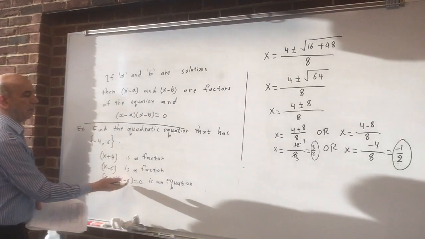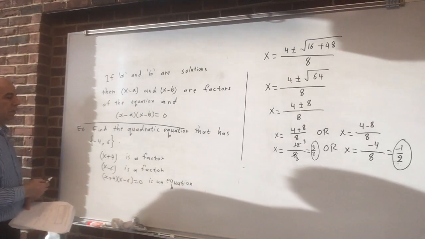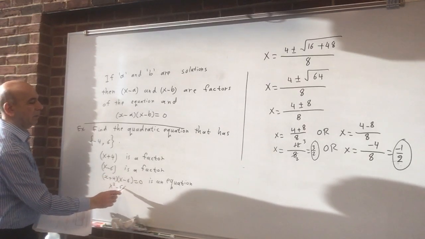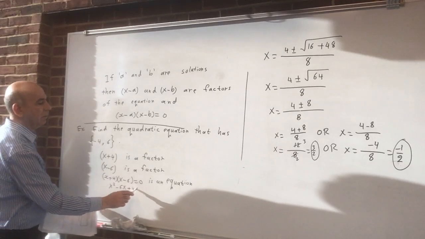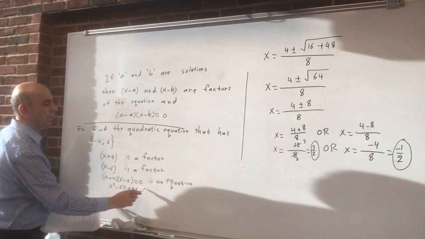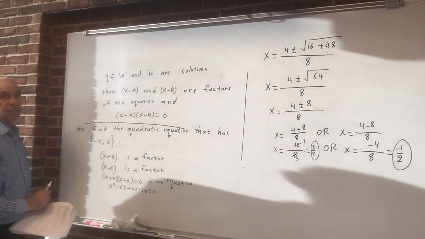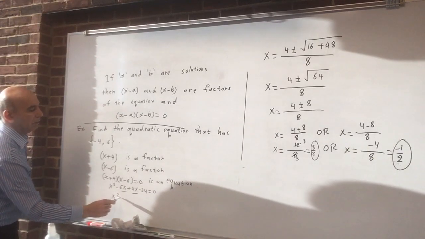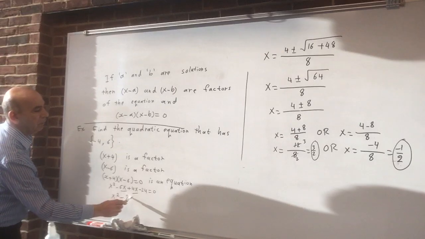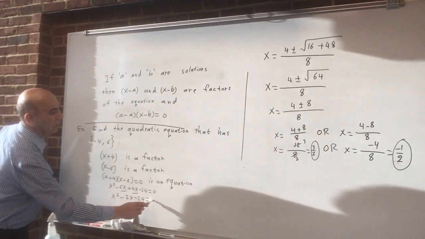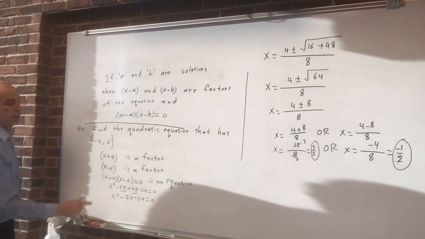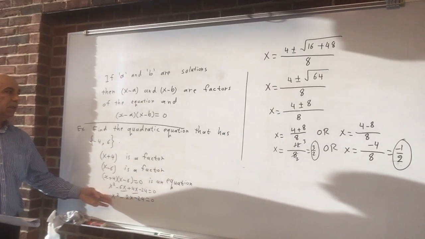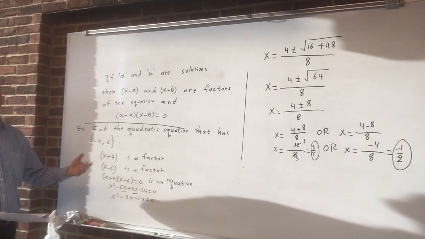So we can factor this by using the FOIL method. x times x is x squared, x times -6 is -6x, 4 times x is 4x, then 4 times -6 is -24. Simplify. These two terms are like terms, so we get x squared, -6 plus 4 is -2x, minus 24 equals 0. This is the quadratic equation. So if we have a solution, we can find the equation.